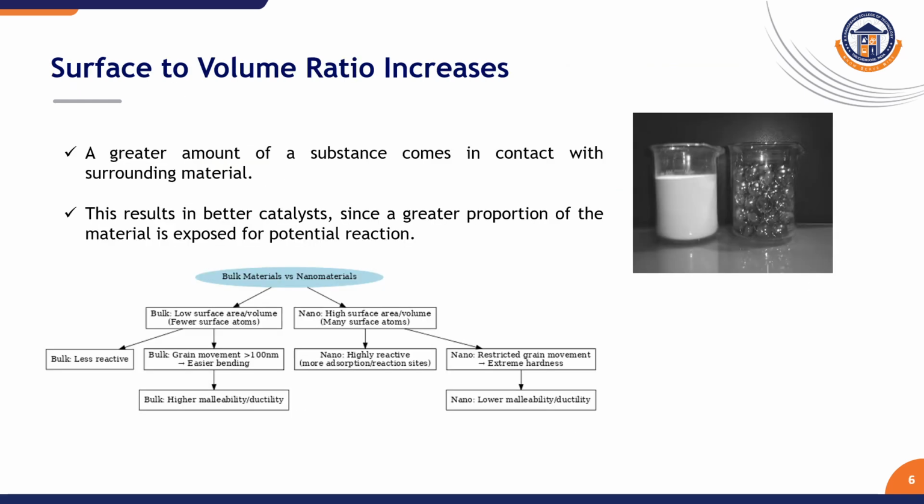As particle size decreases, the surface to volume ratio increases. This can be shown in this diagram. Here we can see in one beaker we can take the balls. In another one we can take the fine powders. So this is the example for bulk material and nanomaterial. This means more of a substance comes into contact with its surroundings in the nanomaterials. As a result, nanomaterials often act as better catalysts since a larger proportion of atoms are exposed for reaction.